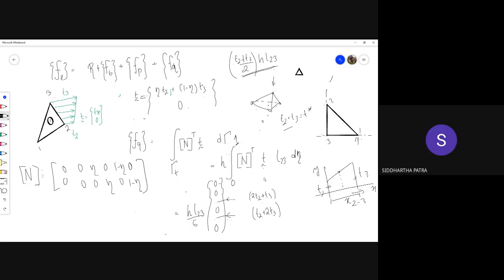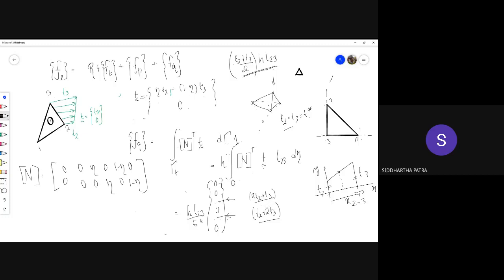What I said was that if you substitute t2 equals t3 equals t star, that would imply that the traction itself is uniform. There is no variation from node number 2 to node number 3. Then you would get the same force value. Yes, it is going to be t star.